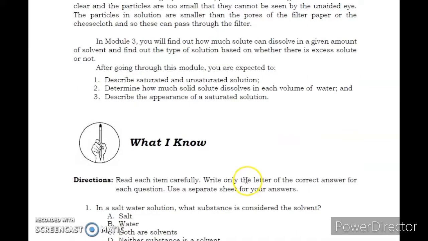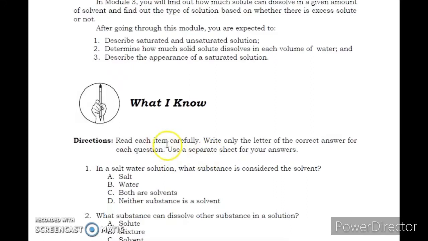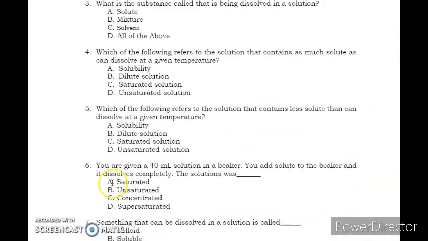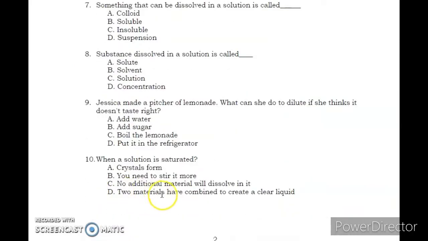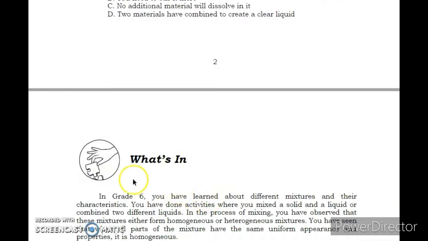So let's have now the "What I Know" part. We're going to read each item carefully and write only the letter of the correct answer for each question. Use a separate sheet for your answers. So we have questions number 1 to 10 for the "What I Know" part. Okay, let's proceed with the "What's In" part.